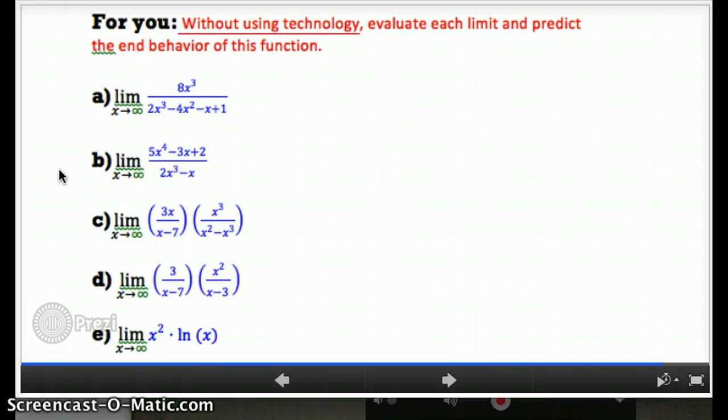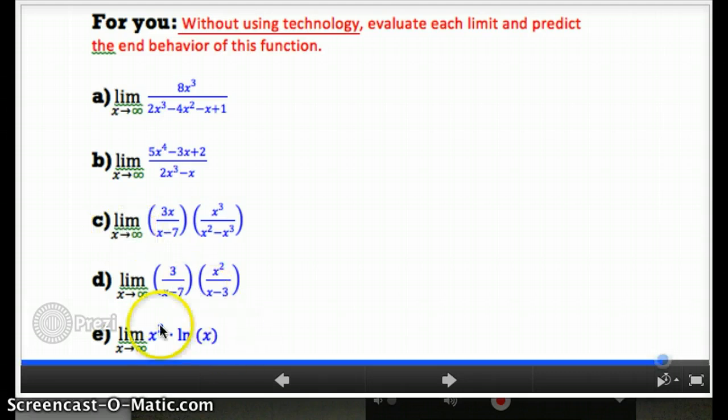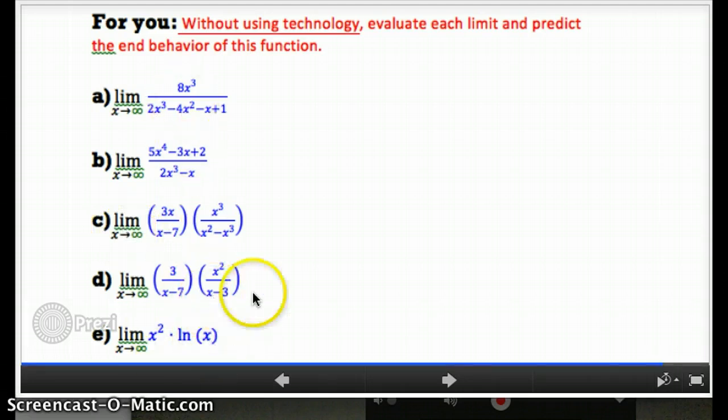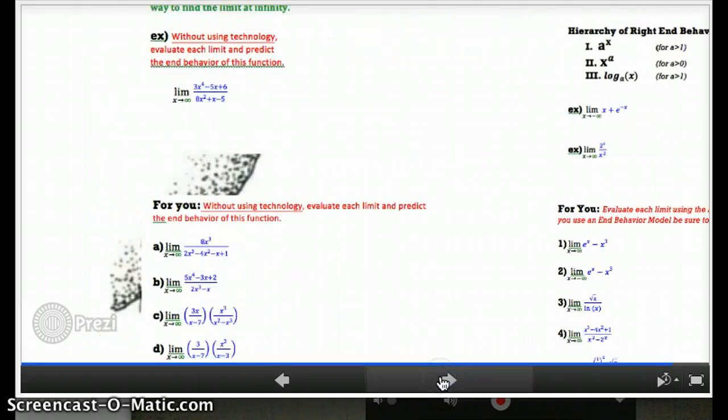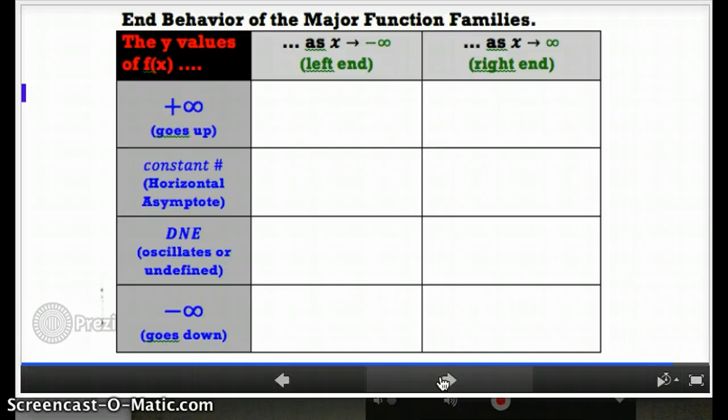Okay, so you probably saw that for the last one we fail to have a way to solve this. This is a natural logarithm, and none of the strategies we used for end behavior models told us anything about natural logarithms. So that's actually going to be the next step. We need to know something about different function families, and this is where the last video will pick up.